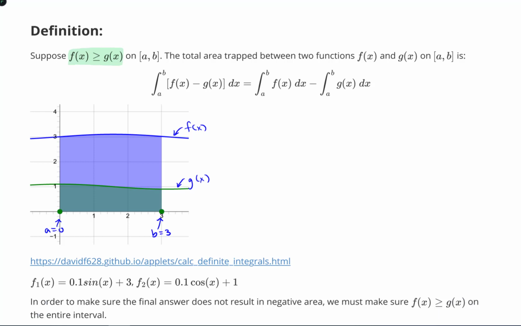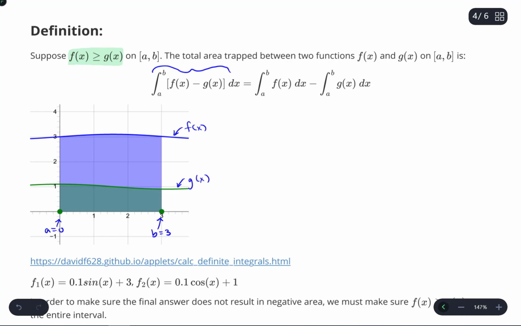Now, the total area trapped between the functions f of x and g of x on a to b is defined as this. So we just take the integral from a to b of f of x minus g of x dx. All right, now that's a simple enough formula to work through. It's not difficult at all to perform. But to give you an idea as to why it works, let's break it down.